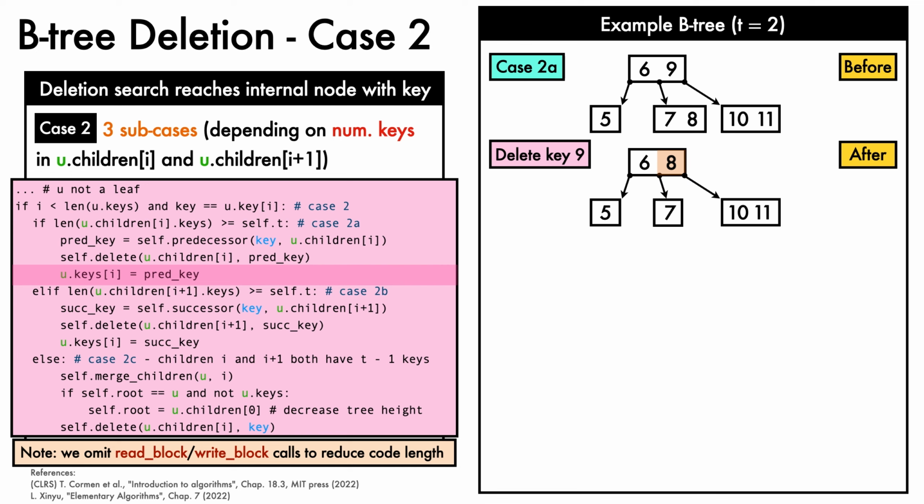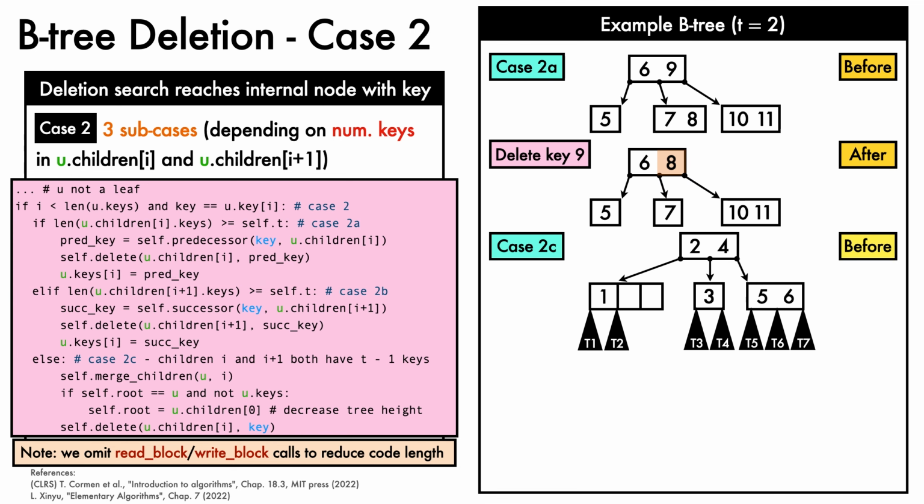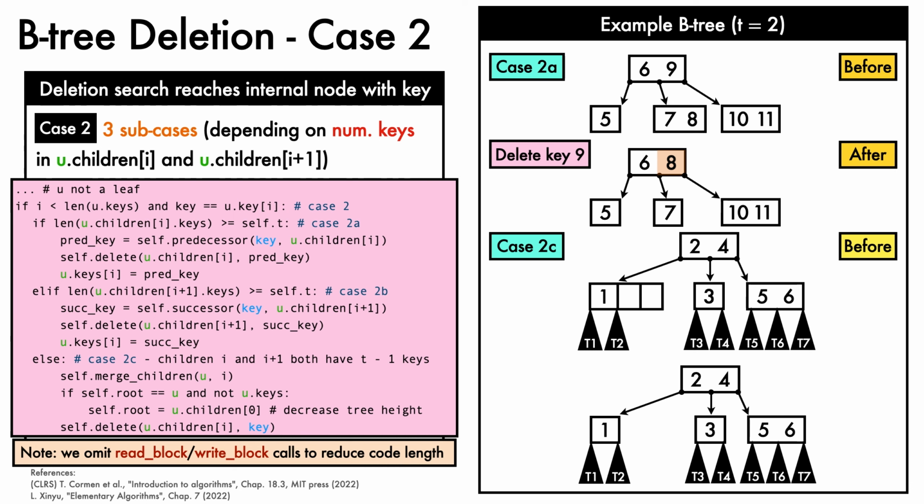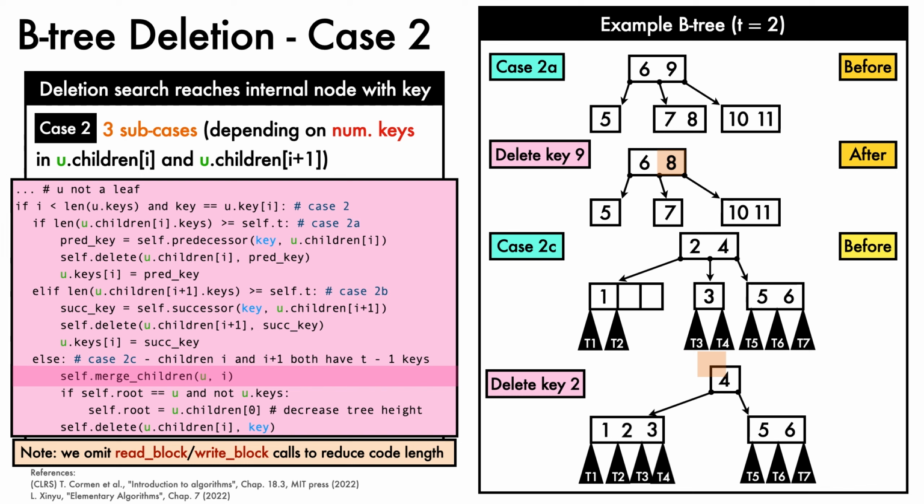Since case 2b is symmetric, we'll jump on to case 2c. Suppose we have the following tree, which we duplicate for clarity, and suppose we are deleting key 2 from the top node. Since this has position 0, and both of its immediate children only have t-1 keys, we call merge children, which has the effect of combining the children and concatenating their keys on either side of the target key 2, which is used to form the median key. We then check if we've made the root empty, which we haven't here, so we then proceed onwards with a further recursive call to delete on the combined child.